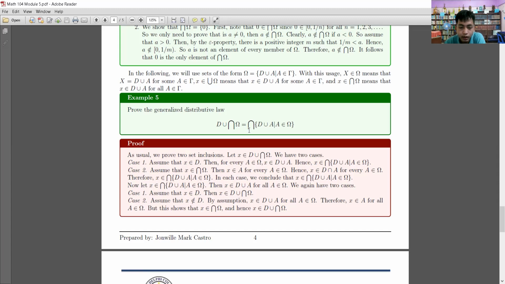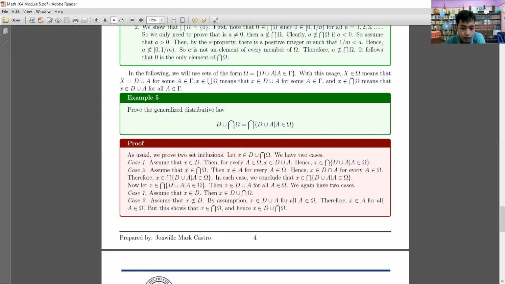Next, pabaliktad naman, let X be in the generalized intersection of D union A. And cases ulit ito. So, first case, assume that X is in D. Therefore, nandito siya sa D union intersection omega. So, obvious siya.